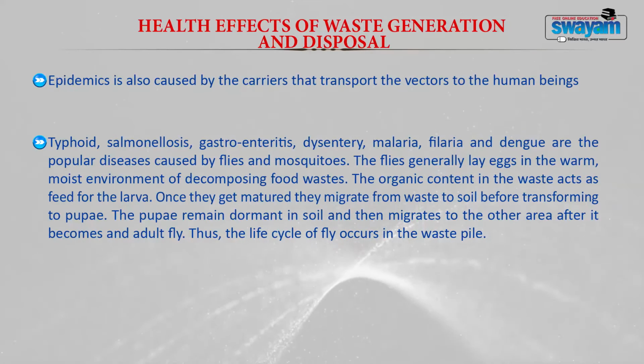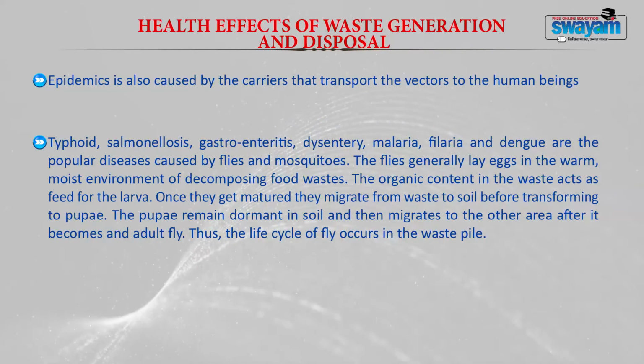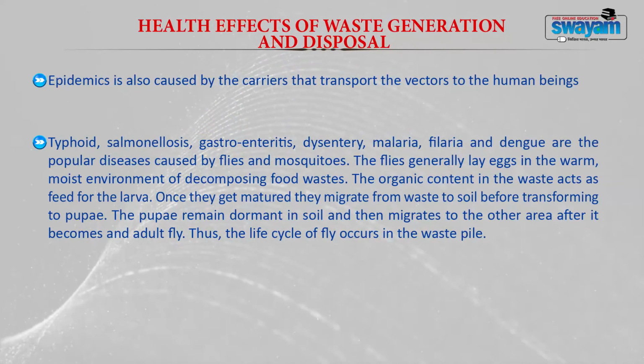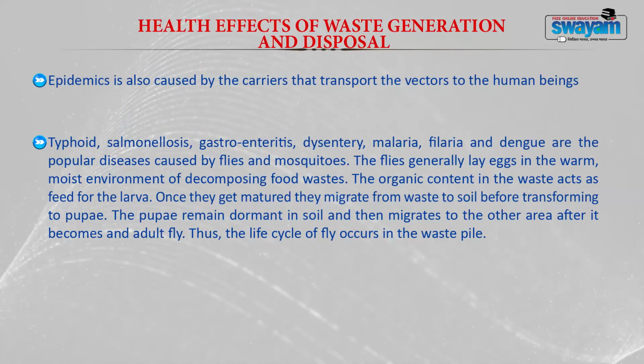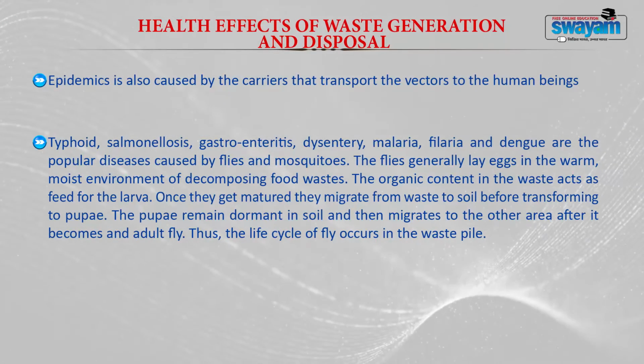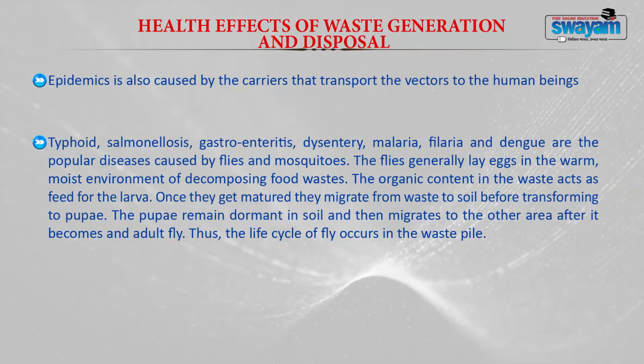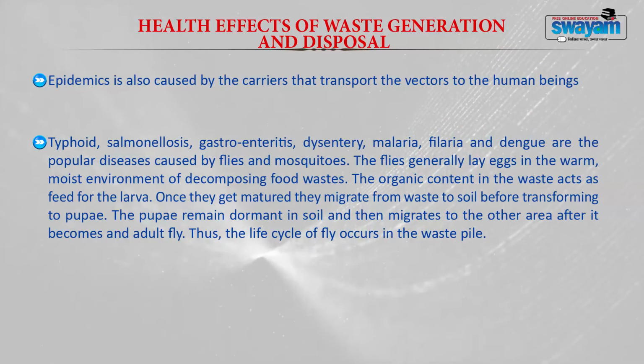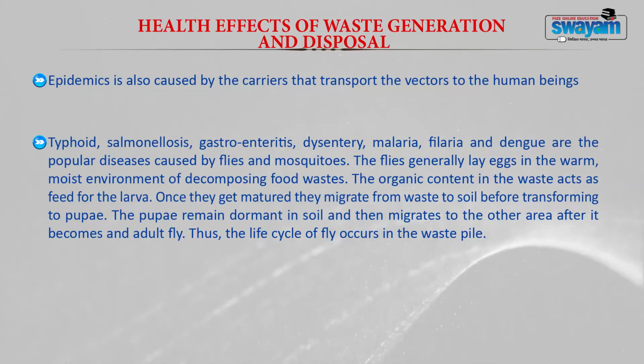Now, flies generally lay their eggs in a warm, moist environment which is provided by decomposing waste, and the organic content is used as feed for the larva. Once they mature, they migrate from the waste to the soil, before they transform into a pupa. The pupa remains in the soil for some time, and then slowly migrates to other areas. In this way it keeps spreading, and slowly the adult fly keeps going and spreads infection.